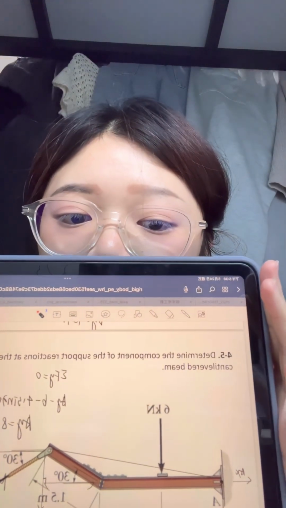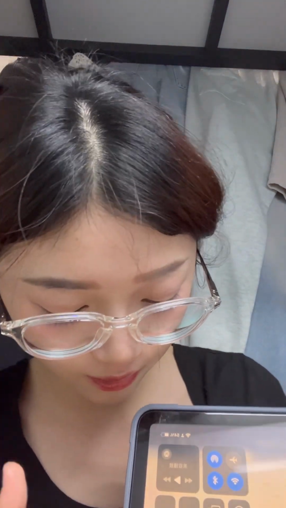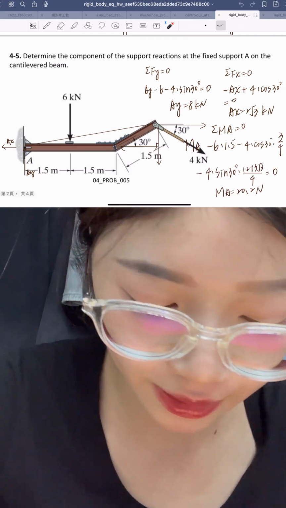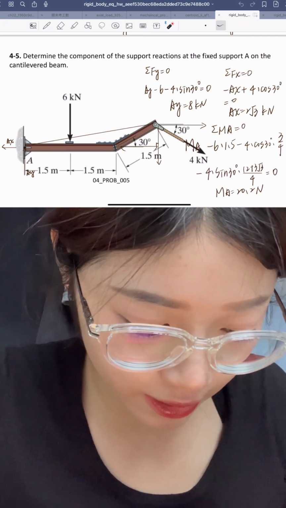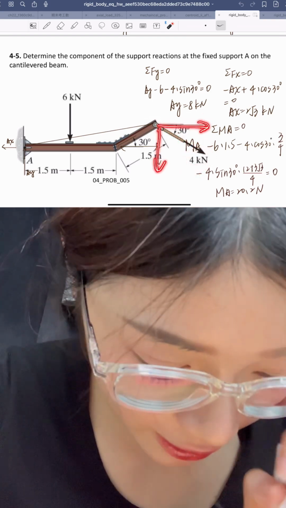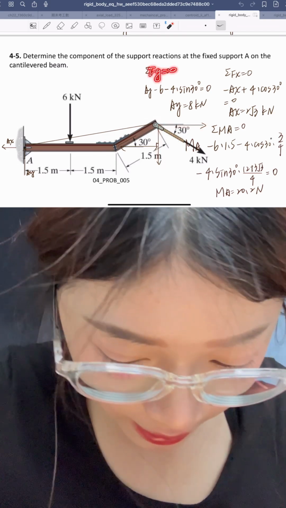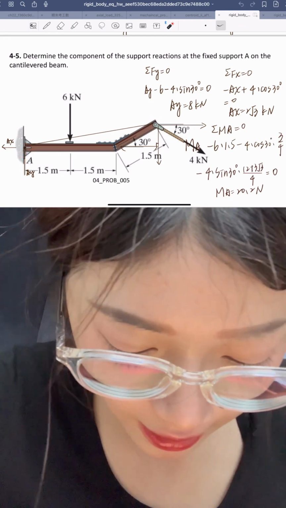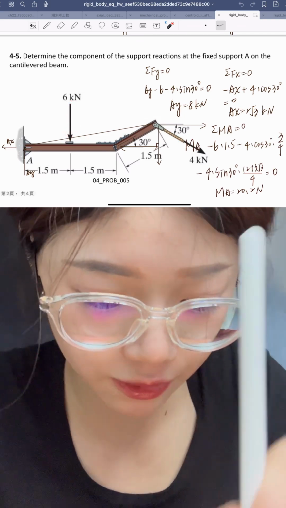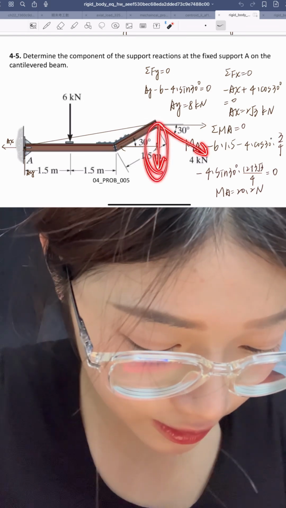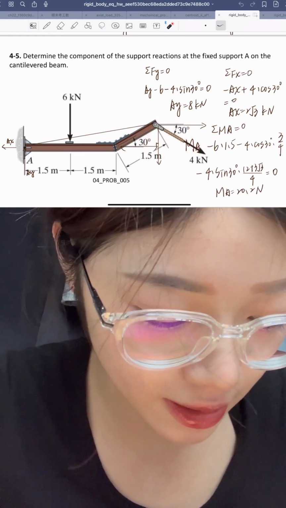And the next question is 4.5, and also I have to open the screen record. The question asks to determine the components of the support reactions at the fixed support A of the cantilever beam. Here I have the line with this 4 kilonewton force in the x and y directions. First I write down Fy equal to 0, and here is the Ay, which is upward so it is positive, and here the 6 kilonewton is in the down direction, so it is minus, and minus 4 kilonewton times sine 30 degrees, so we know the Ay is 8 kilonewton.